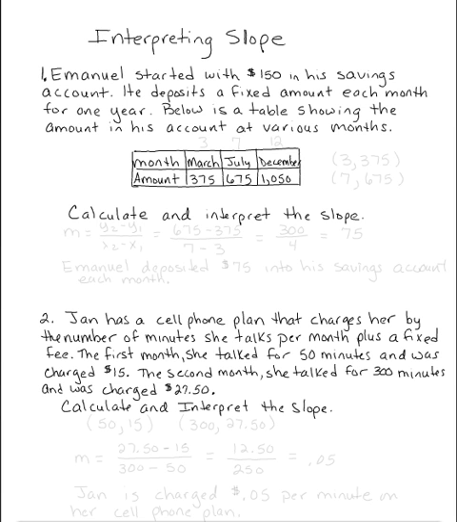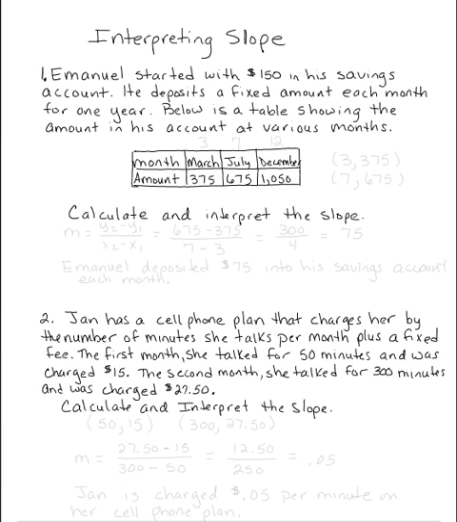So looking at the table that we're given, we're shown that in March he had $375, in July $675, and in December $1,050. Now remember, to calculate the slope, we only need 2 points. Now this table, we actually are given 3 points. However, the months are not in terms of a numerical value. However, we can certainly change that.